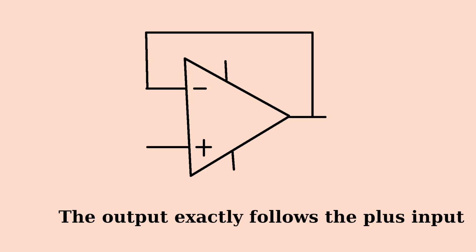Here is the simplest feedback circuit, hooking the output directly to the negative input. In this circuit, the output accurately follows the positive input. Any difference between the output and the positive input is immediately corrected by the feedback. The input draws basically no current. The output supplies plenty.